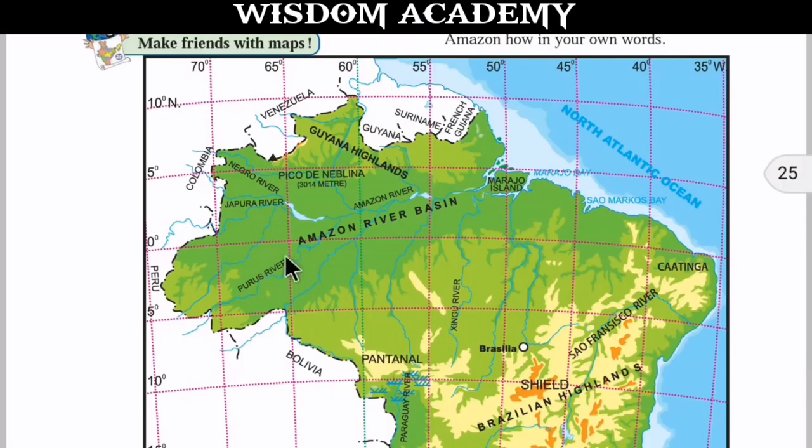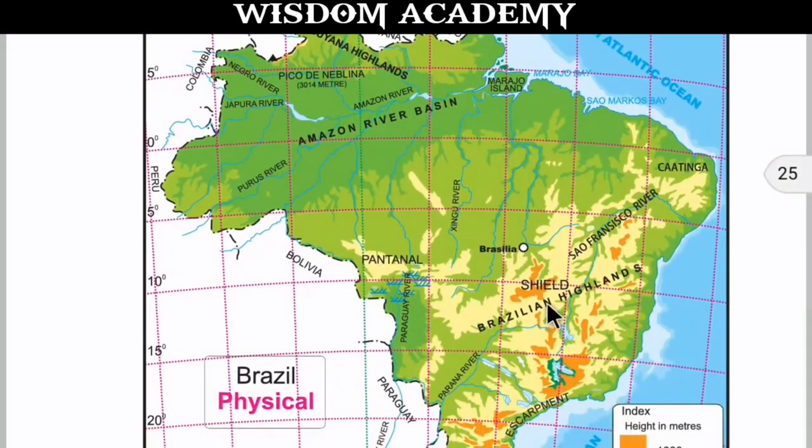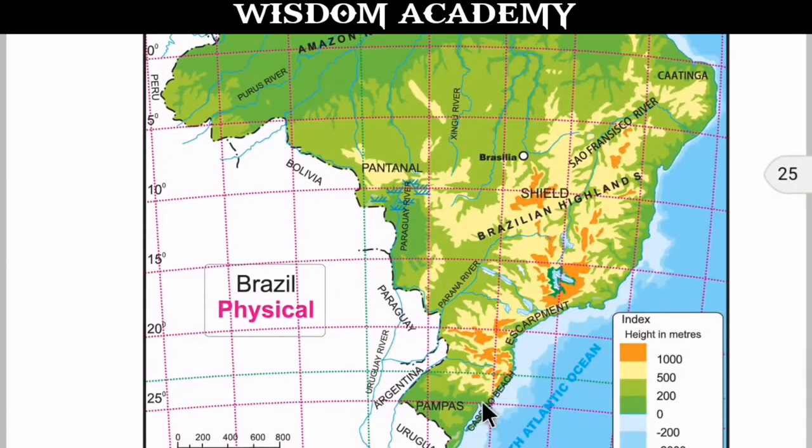So if you see Brazil, there are highlands in Brazil. Highlands are just like plateau regions. Or we are having plains here. Amazon basin is a plain area. Or we are having Brazilian highland, here we are having the Great Escarpment.